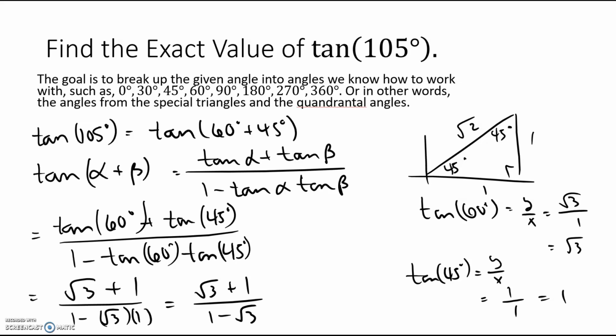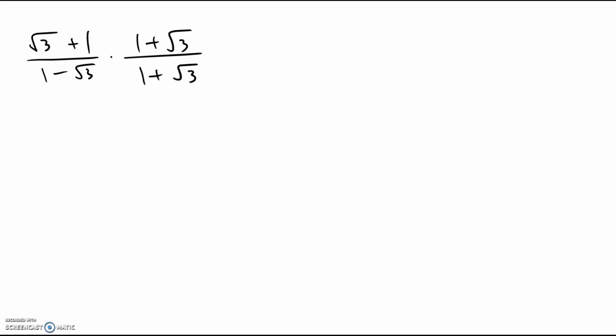Now before I say, hey, this is my final answer, I can't say that because I have a square root in the bottom, so I need to rationalize this. So notice it's not just a square root, it's 1 minus the square root of 3. So I need to multiply this by the conjugate. So times 1 plus the square root of 3 over 1 plus the square root of 3. Multiplying by the conjugate is really just taking whatever this is and then changing the sign. That's the conjugate.